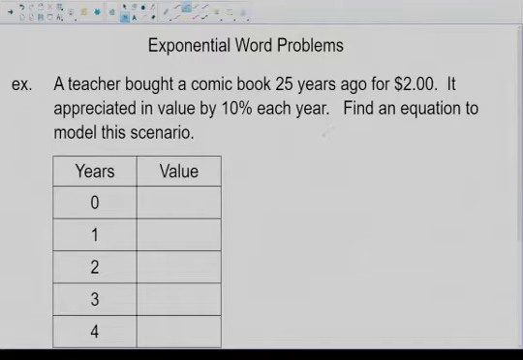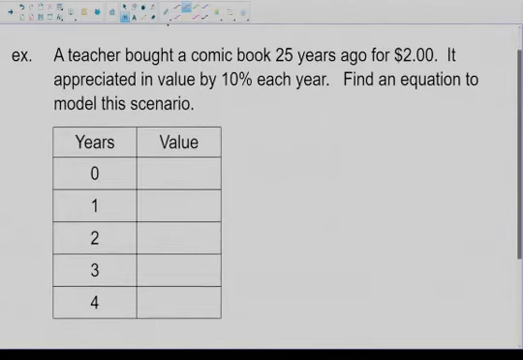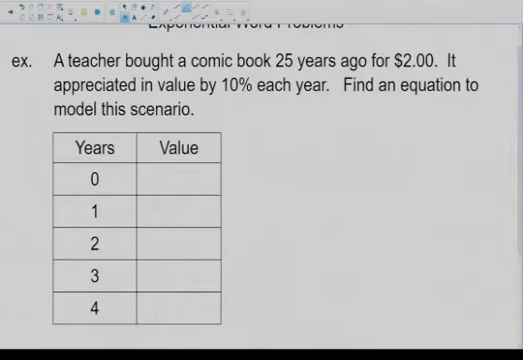It appreciated in value by 10% each year. Find an equation to model this scenario. So we're going to use a table of values just to help me explain to you how this works. I'm not going to go all the way to 25 years because we're going to use a pattern, hopefully, to be able to see how this works.